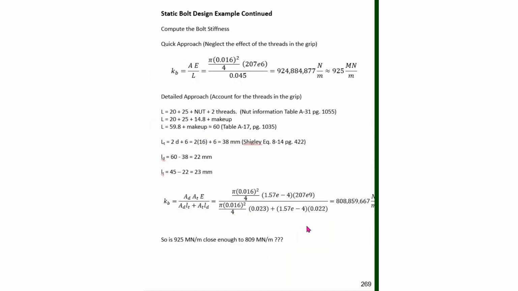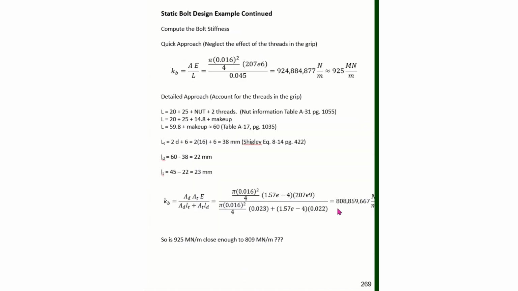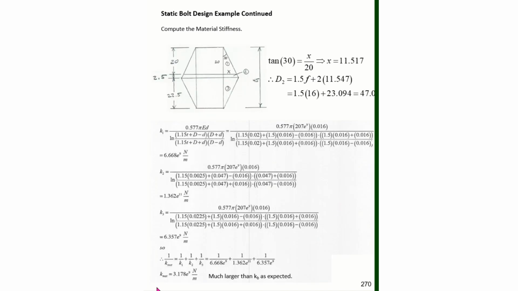For KB, we had 808 e to the 6th. Here we have 3.1 e to the 9th. So as expected, our K material is much bigger than K bolt. And we can use that as kind of a check to make us feel good about the numbers that we have computed.